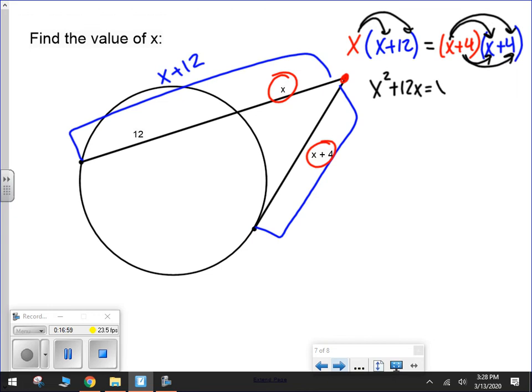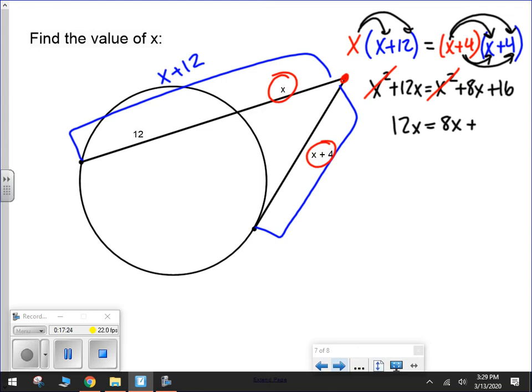Now that I see x squareds, I think quadratics. I'm like, oh no, I got to factor. Well, I have to get everything to one side then. So when I subtract x squareds to both sides, they actually go away. So I end up with a linear equation that's very easy to solve because all I have to do is subtract 8x to the other side, and I get 4x equals 16. Divide by 4, and x equals 4.